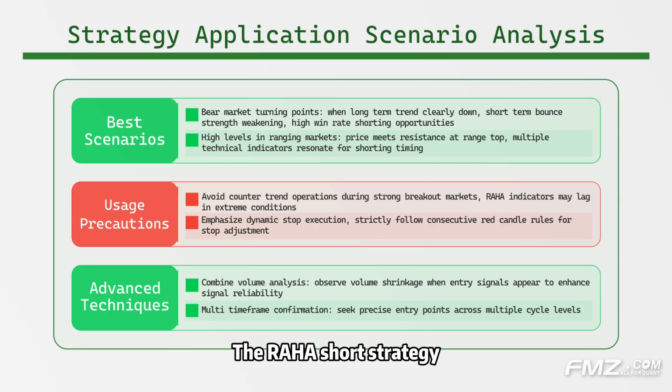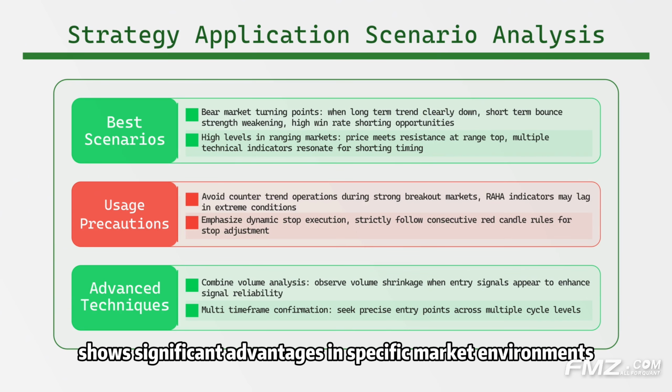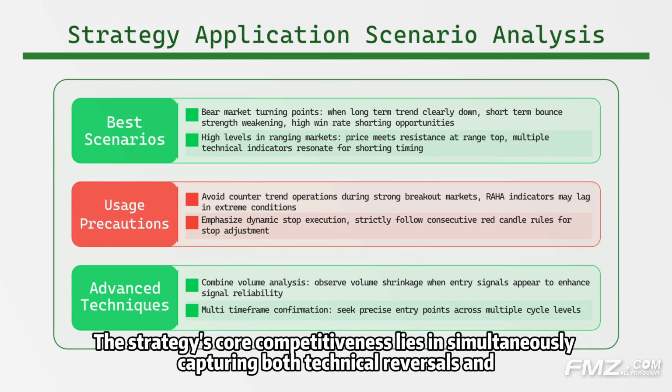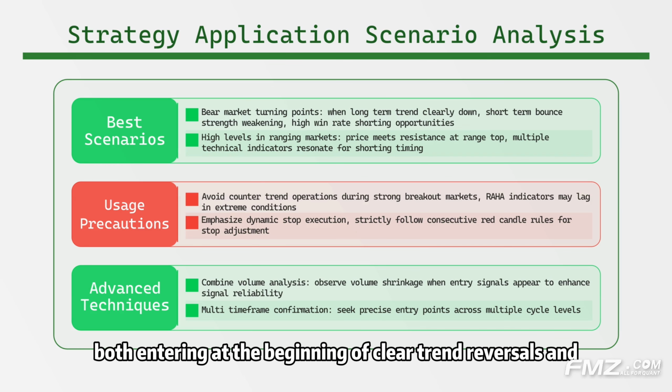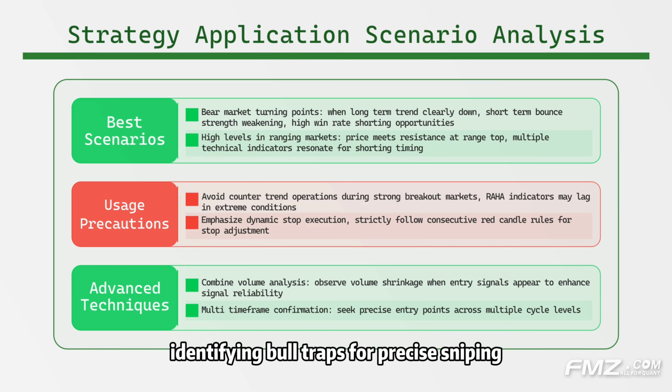The RAHA short strategy, with its dual-track entry mechanism and multi-timeframe confirmation system, shows significant advantages in specific market environments. The strategy's core competitiveness lies in simultaneously capturing both technical reversals and psychological reversal shorting opportunities, both entering at the beginning of clear trend reversals and identifying bull traps for precise sniping.